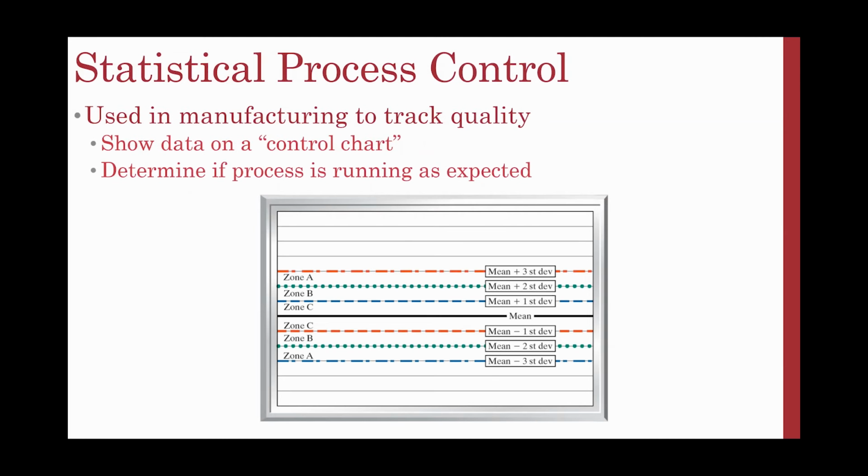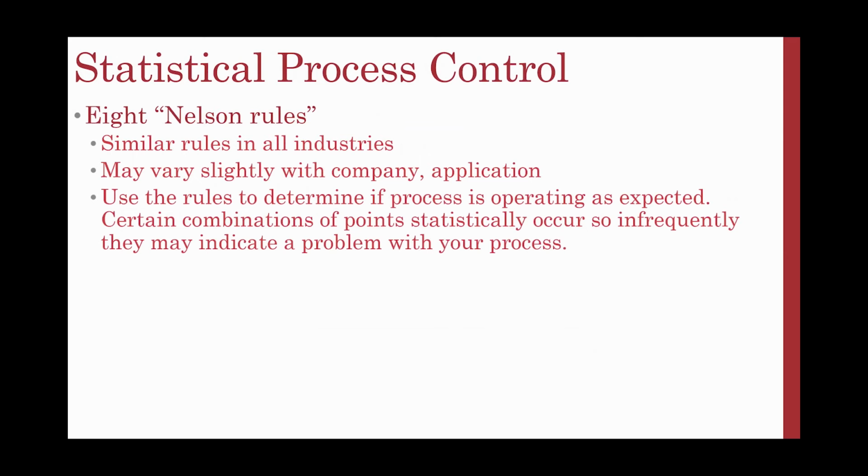To use manufacturing to track quality, you show data on a control chart, and use the control chart to determine if the process is running as expected. Basically you have your mean and you create 3 zones that go from 1, 2, and 3 standard deviations away from the average. So you have the 8 Nelson rules. They're similar in all industries, though they may vary slightly with company and application. You use the rules to determine if a process is operating as expected, because certain combinations of points statistically occur infrequently and may indicate a problem within your process.